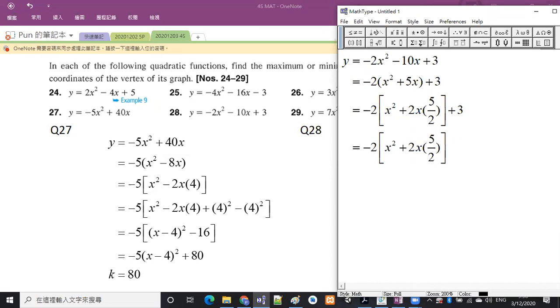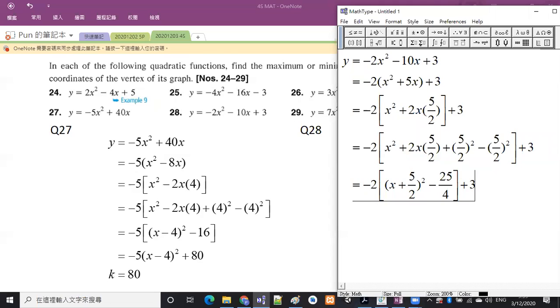So 2xy and then plus y squared. And then subtract the y squared immediately. Okay, and then plus 3, like this. And the first 3 terms will form a perfect square inside the bracket. It becomes (x plus y) bracket squared, and minus 25/4 plus 3.